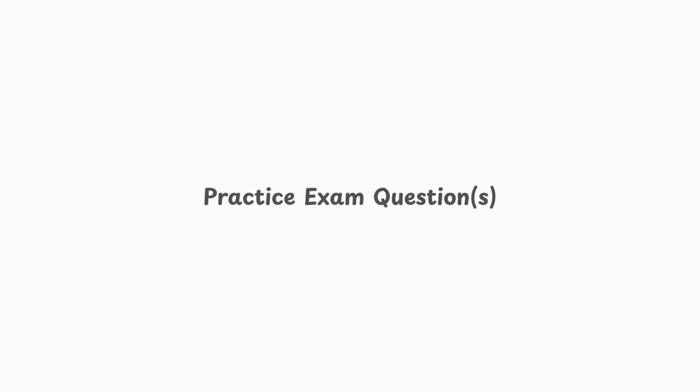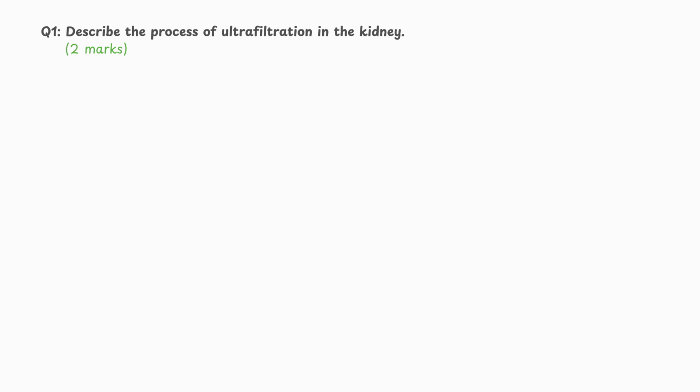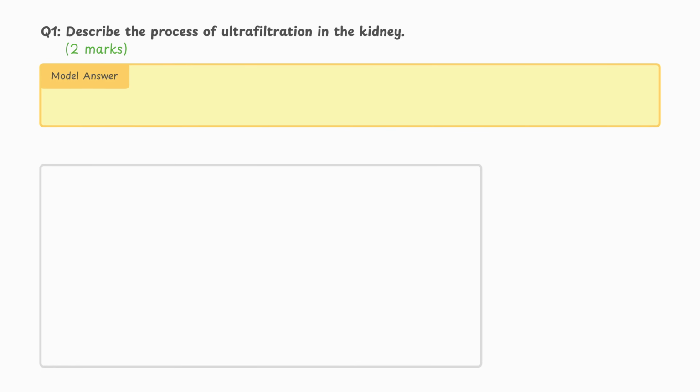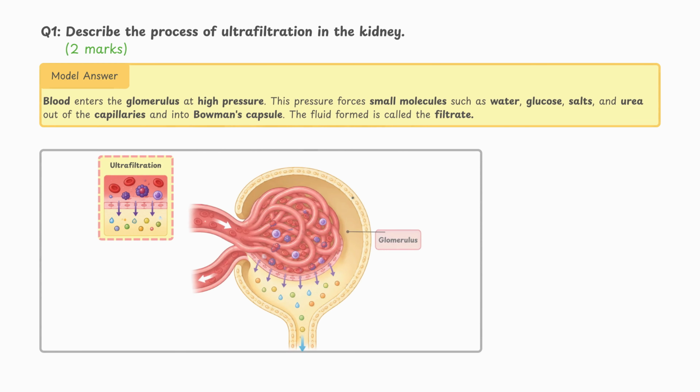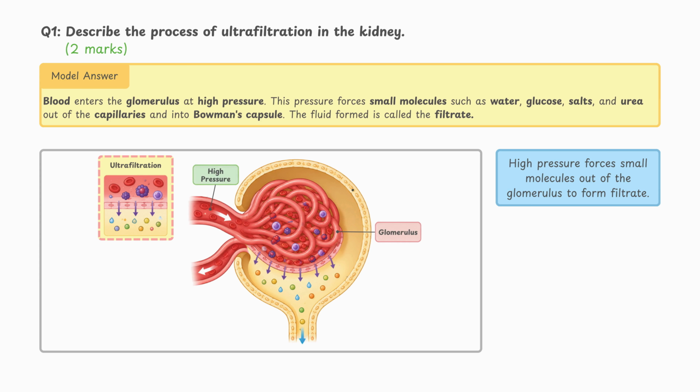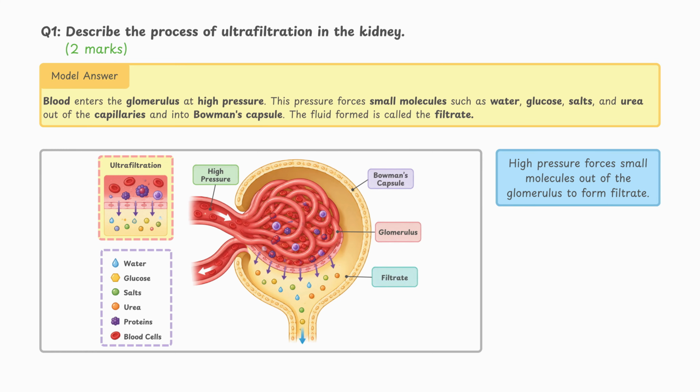Now let's move on to an exam-style practice question. You can pause the video and try it yourself. Let's begin with question number 1. Describe the process of ultrafiltration in the kidney. Blood enters the glomerulus at high pressure. This pressure forces small molecules such as water, glucose, salts, and urea out of the capillaries and into Bowman's capsule. The fluid formed is called the filtrate.